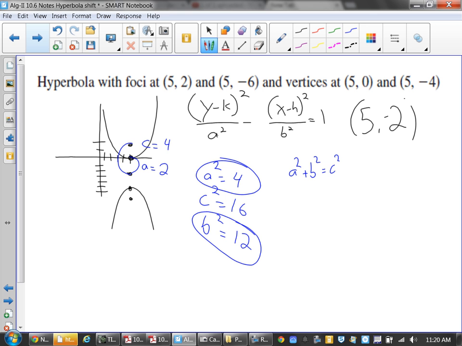So I fill in the blanks. I get y plus 2, quantity squared, over 4, minus x minus 5, quantity squared, over 12, equals 1. I'm done. Okay? Very, very straightforward. Not a lot of craziness here.